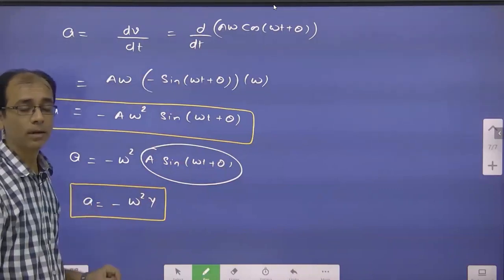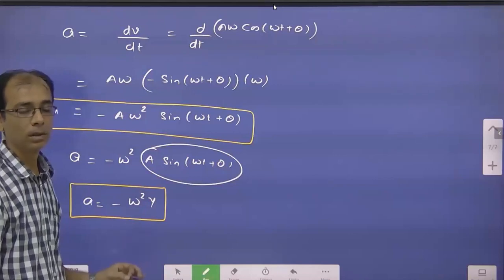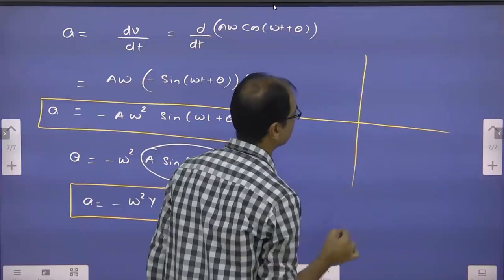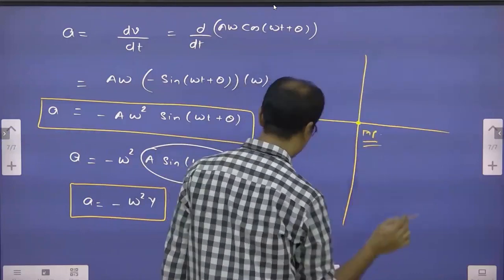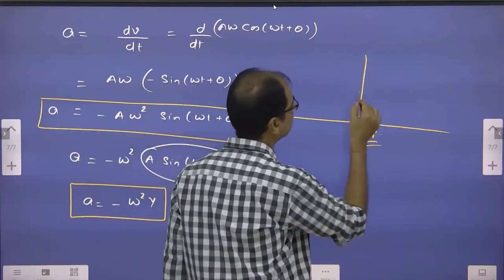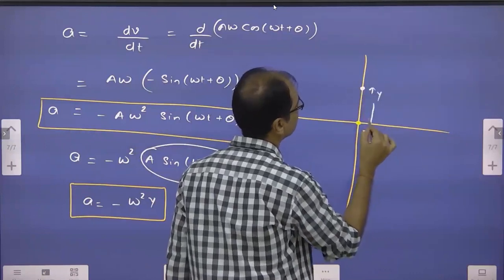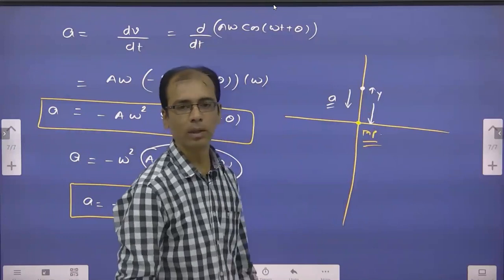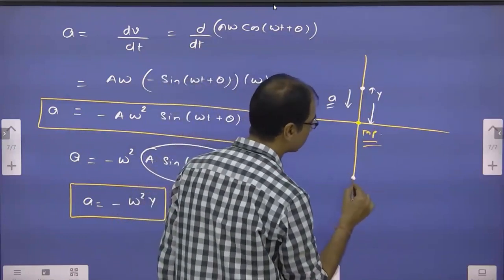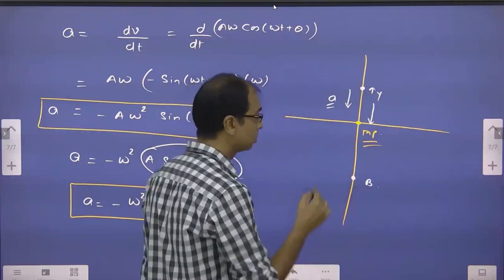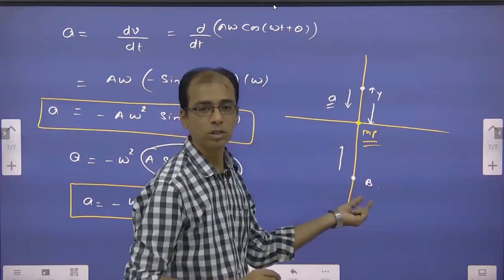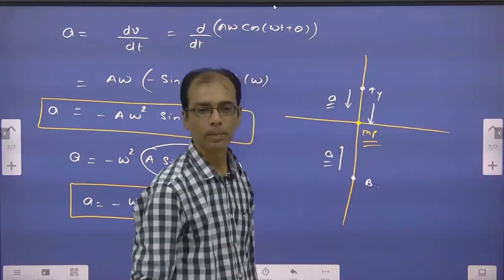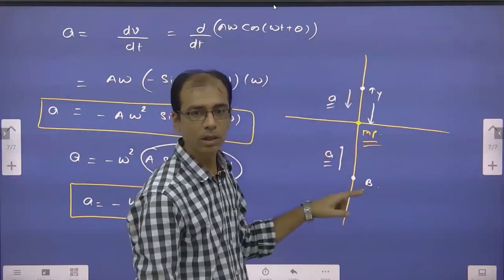It means acceleration will always be in the opposite direction to displacement or position. So if this is our mean position, and the particle is here, this is y, then where is acceleration? Acceleration is acting like this. It's minus omega square y. If suppose the particle is here, then where will be acceleration? Here. Why? Because position is negative, y value is negative, so acceleration will be like this. So here acceleration is towards mean position. Here also acceleration is towards mean position.